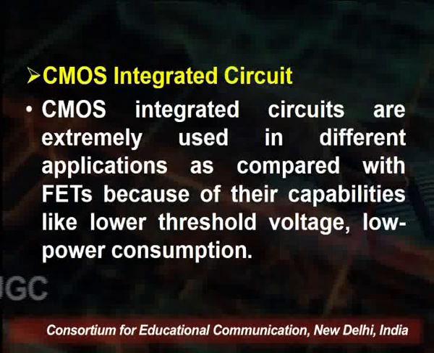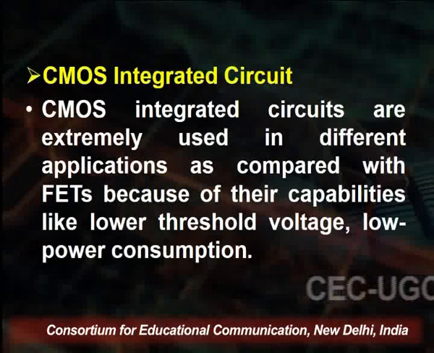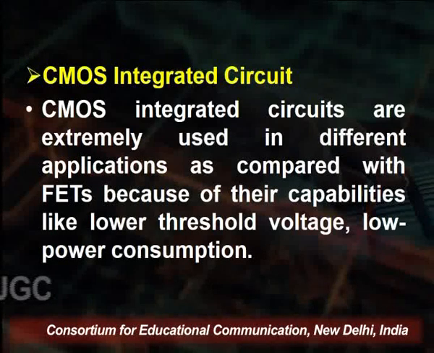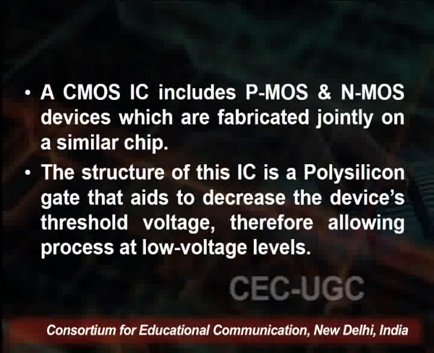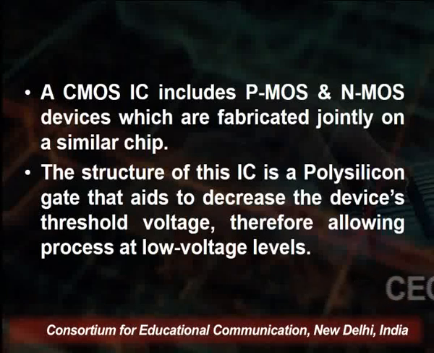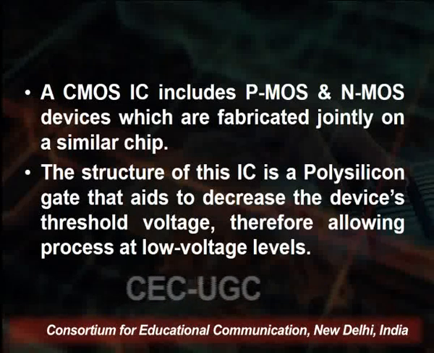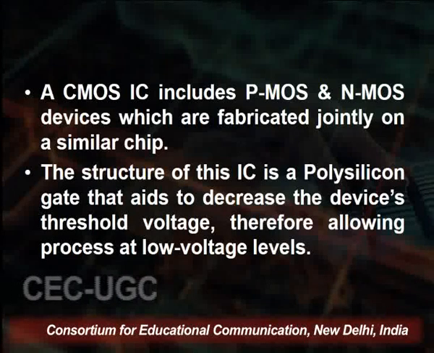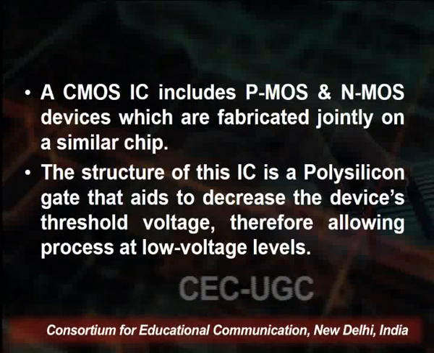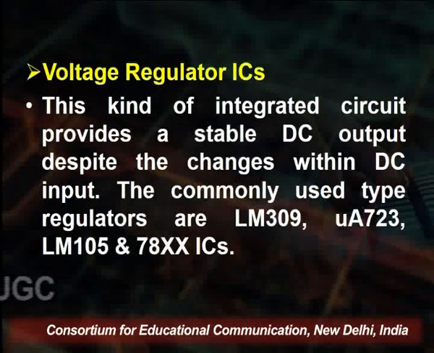CMOS integrated circuit. CMOS integrated circuits are used extensively in different applications as compared to the FET because of their capabilities like lower threshold voltage and low power consumption. These CMOS ICs include PMOS and NMOS devices which are fabricated jointly on a similar chip. The structure of these ICs has a polysilicon gate that helps to decrease the device's threshold voltage, therefore allowing the process of low voltage level.